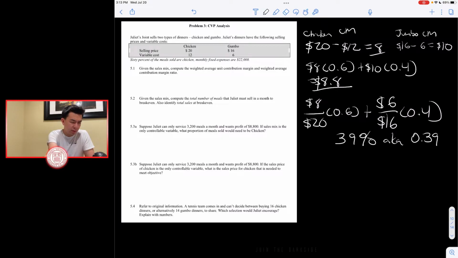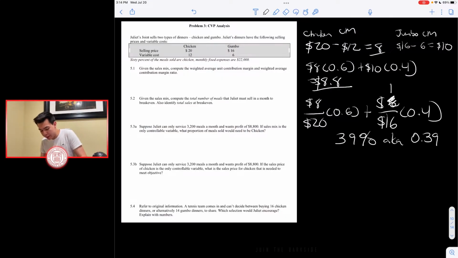And did I do something wrong? I might have. All right, so I did something wrong here. I don't know if you guys caught me, but this figure right here should be 10, right? Because it's our CM over our selling price, right? And what I did was variable cost over selling price, which is not the correct formula. So if I plug that in correctly, we get 49%, which is correct. So I'm gonna put in 49. So this is 49%.